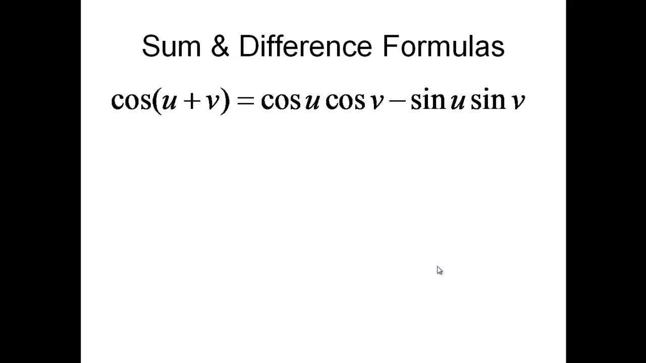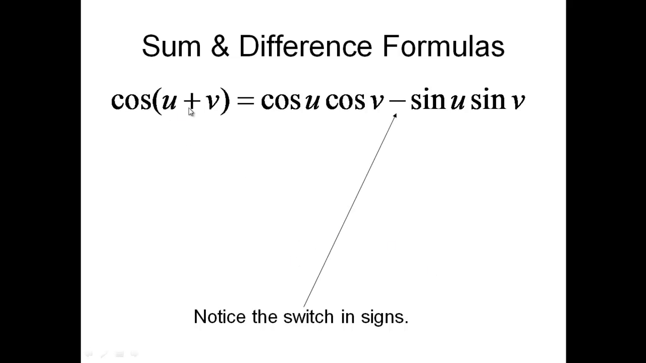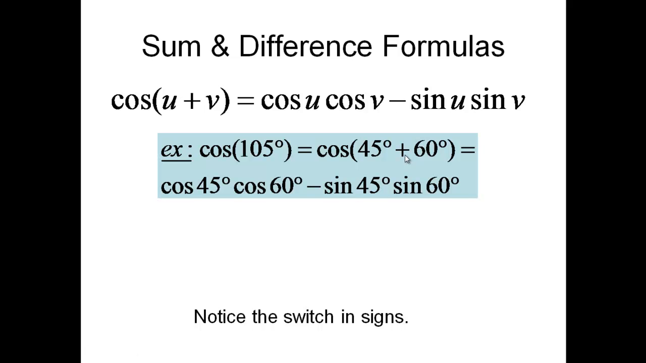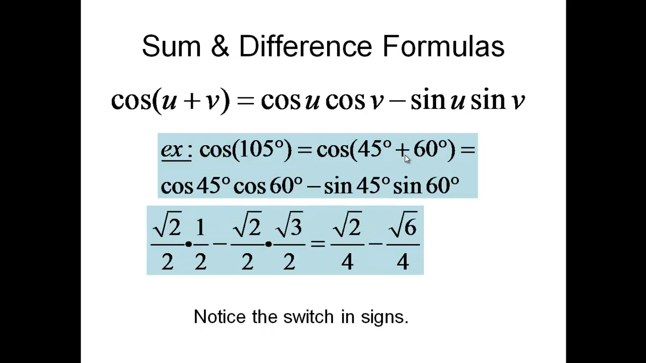You also notice under the sum and difference formulas there was one for the cosine of U plus V. Again, notice the switch in signs. When we had the sum of the two angles, we've got a subtraction sign in the middle here. And again, just showing you an example, taking our answer of 105, breaking it into 45 plus 60, plugging our numbers in from our unit circle, you can see the value we're going to get is similar to our previous answer, but not the same.